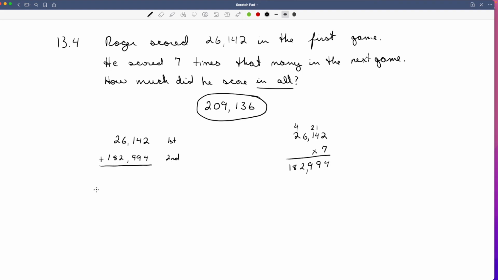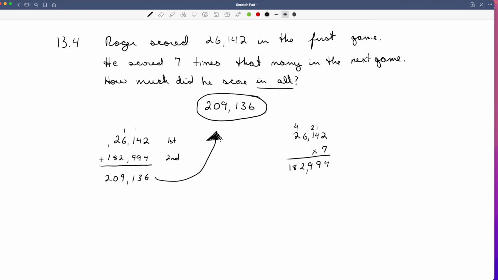The question wasn't how many points did he score in the second game. The question was how many did he score in all. So that meant we had to add the points from the first game and the points from the next game together. And when we do that, we get, that's 11, carry 1, that's 9, that's 10, carry 1, that's 2. 209,136.